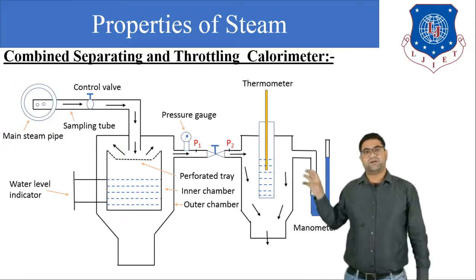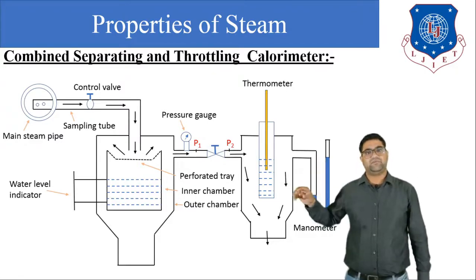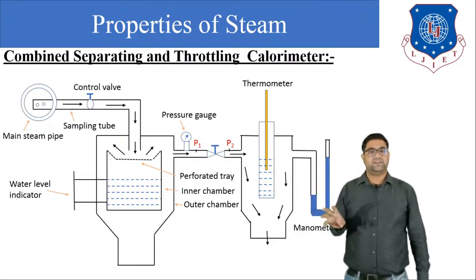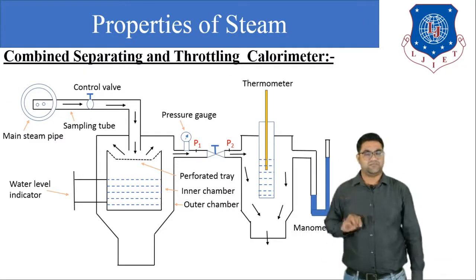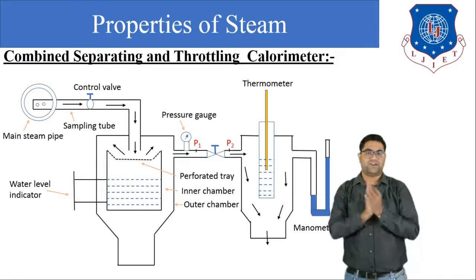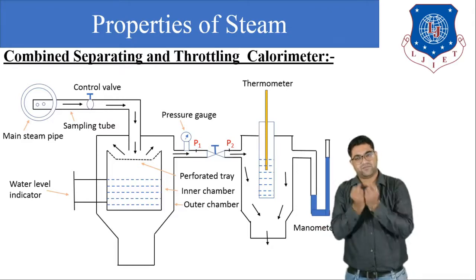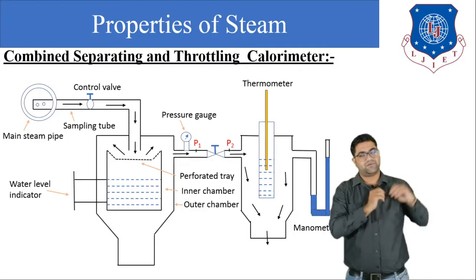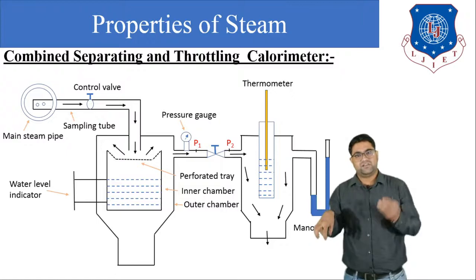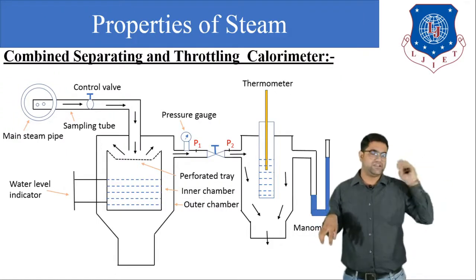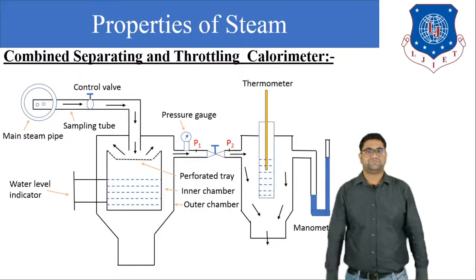First of all, we know the components of the separating calorimeter and of the throttling calorimeter. In the separating calorimeter there is one inner chamber, in which the water is present, and in the throttling calorimeter there is one thermometer. Now we know the fundamentals. In the separating calorimeter, the water particles are separated out from the wet steam and then the dry steam escapes. In the throttling calorimeter, after the throttling process, the steam is converted into superheated steam. You have to understand both of these. So let us start.